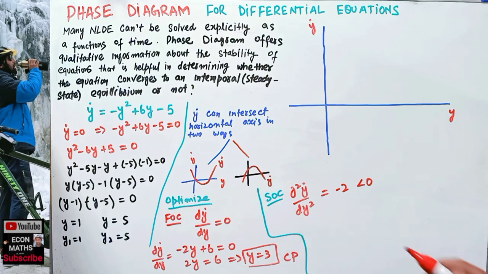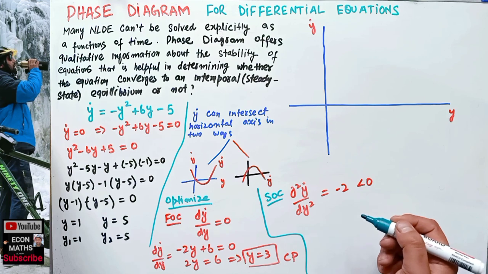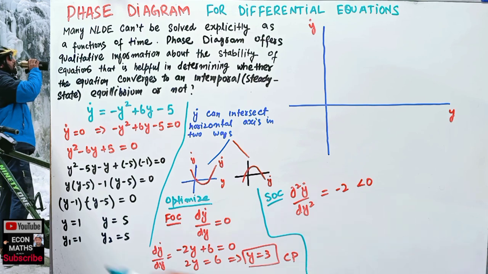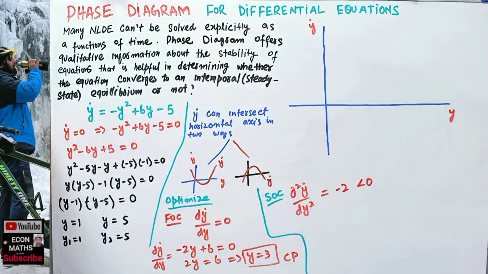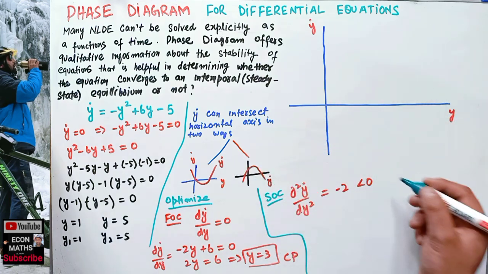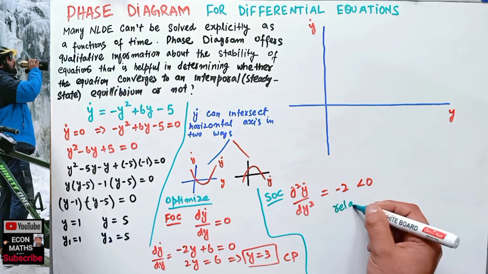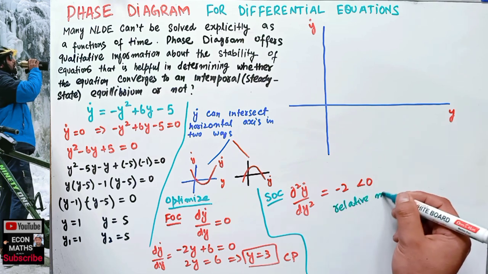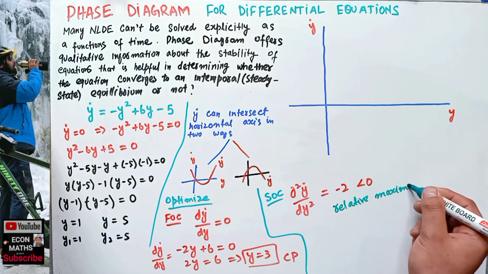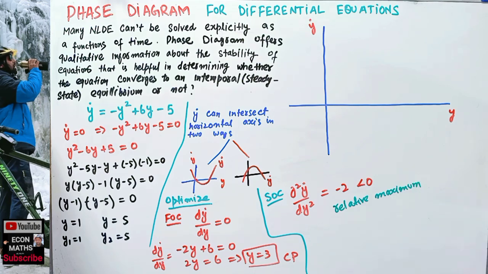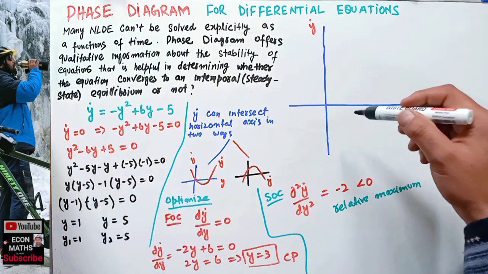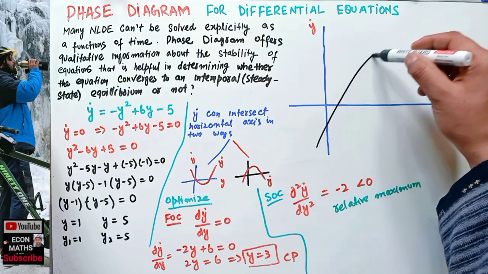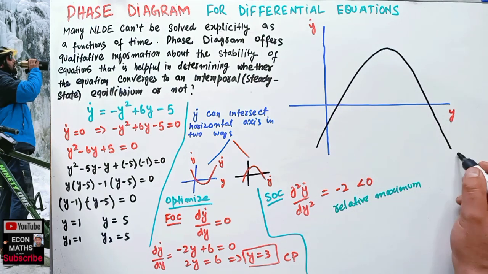Since the second order derivative is less than 0, we can say our y dot function will be at a relative maximum. That means we can now draw the graph of this y dot, and it will look like this. So this is our y dot.